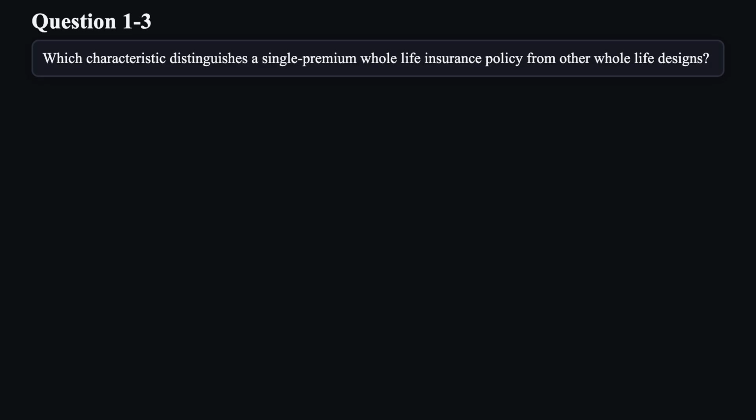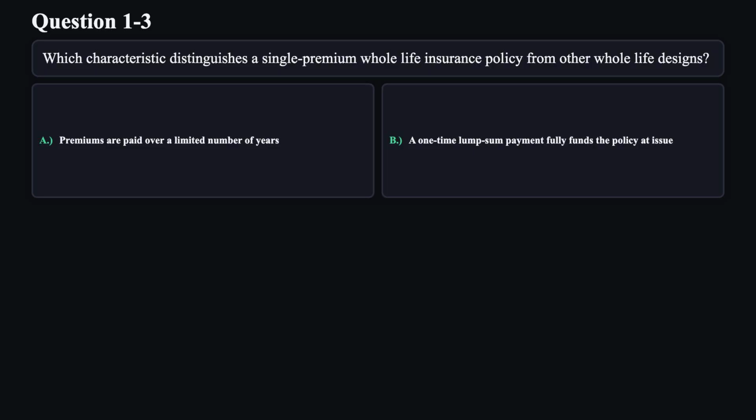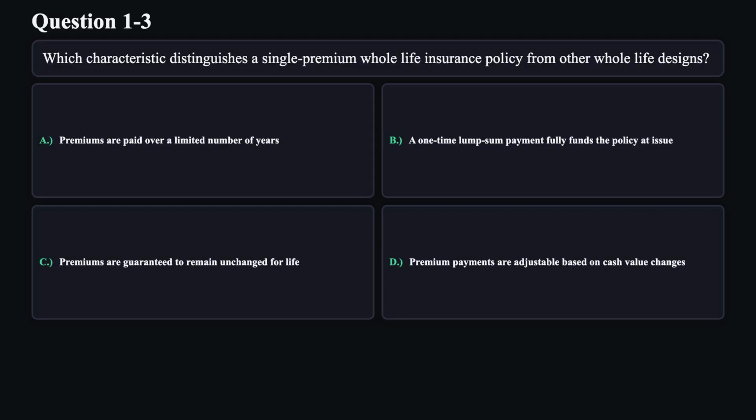Question 3. Which characteristic distinguishes a single premium whole life insurance policy from other whole life designs? A. Premiums are paid over a limited number of years. B. A one-time lump sum payment fully funds the policy at issue. C. Premiums are guaranteed to remain unchanged for life. D. Premium payments are adjustable based on cash value changes.